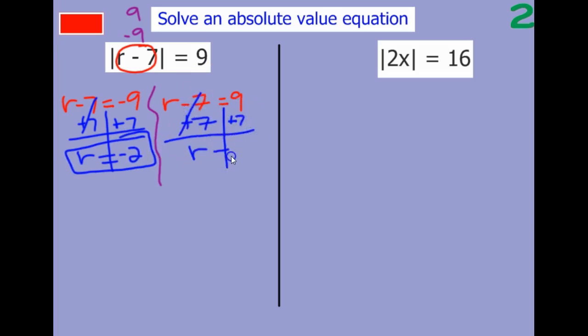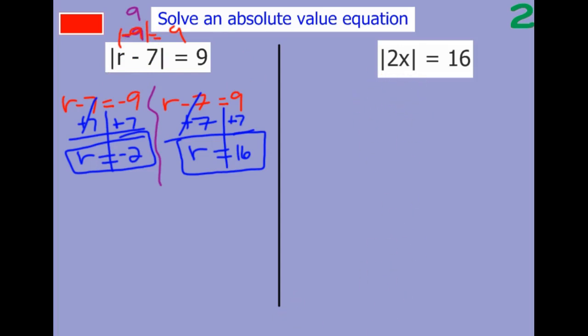We get r equal to, well, 9 plus 7 more should give me 16. So those are my two answers. Again, you can double check them back up here. You can plug them in. -2 minus 7 is -9. So the absolute value of -9 would be 9. Comes out clean. Same thing with 16. 16 minus 7 is 9. Comes out clean.